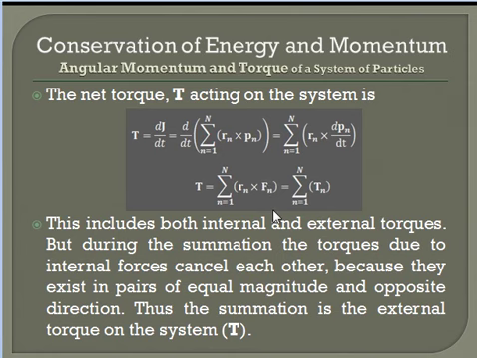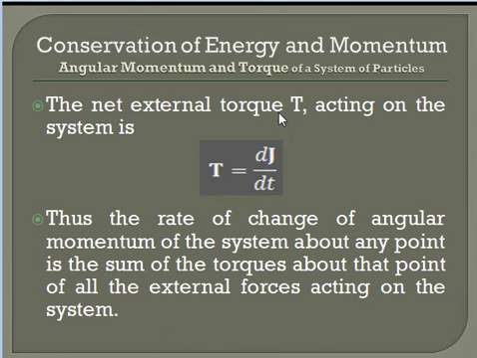But during the summation, the internal torques cancel each other because the internal forces exist in pairs of equal magnitude and opposite direction. This follows from Newton's third law of motion. Thus, after summation, all the internal torques will cancel each other and there remains only the external torque acting on the system. So this T will be the external torque acting on the system. So the net external torque acting on the system is T equal to dJ by dt, where J is the total angular momentum of the system of particles.